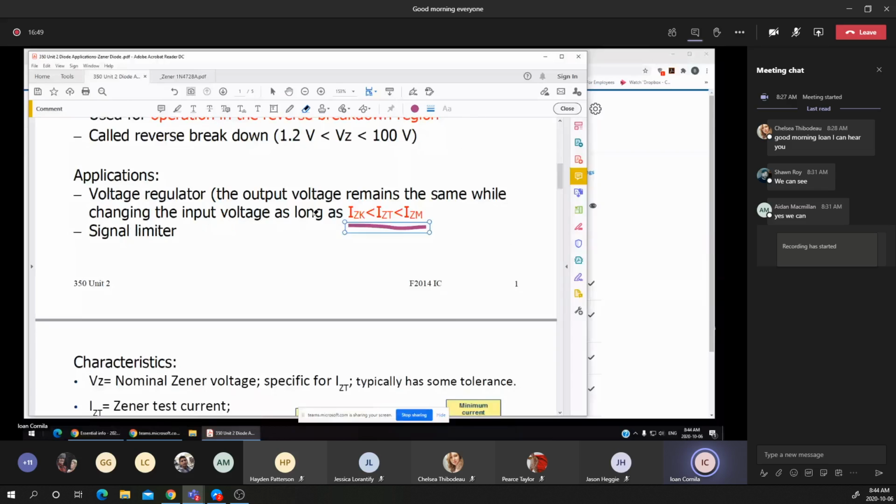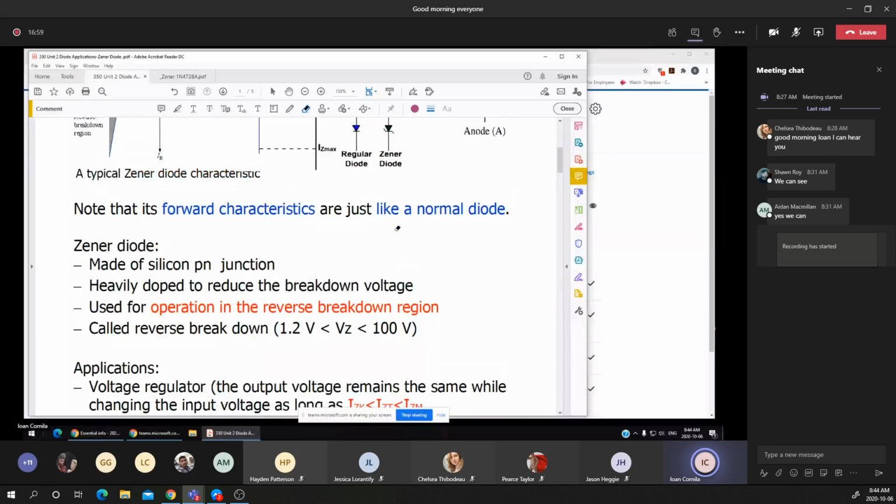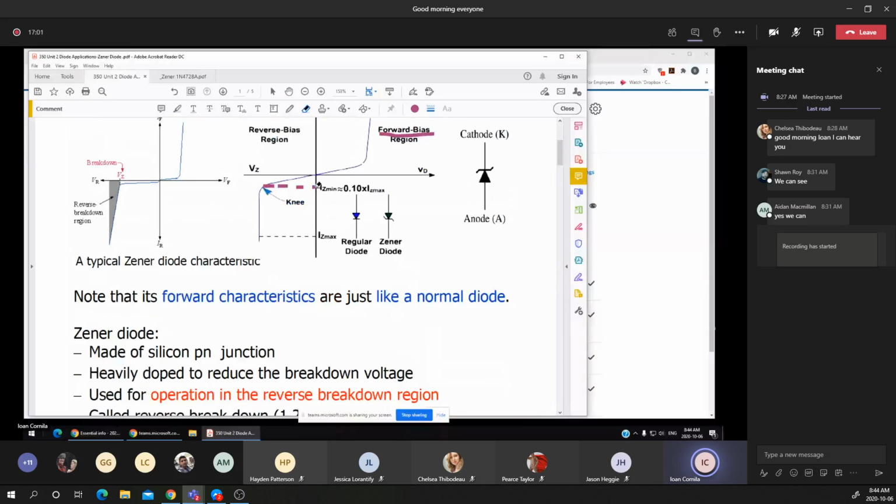It means that we have a constraint, or a condition, in our calculations to maintain the IZT, the test current. Going back to this diagram, the IZT is any current, any value for the IZ, or the Zener current, that is between the IZ min and the IZ max. I will label this current as the IZT or testing current.